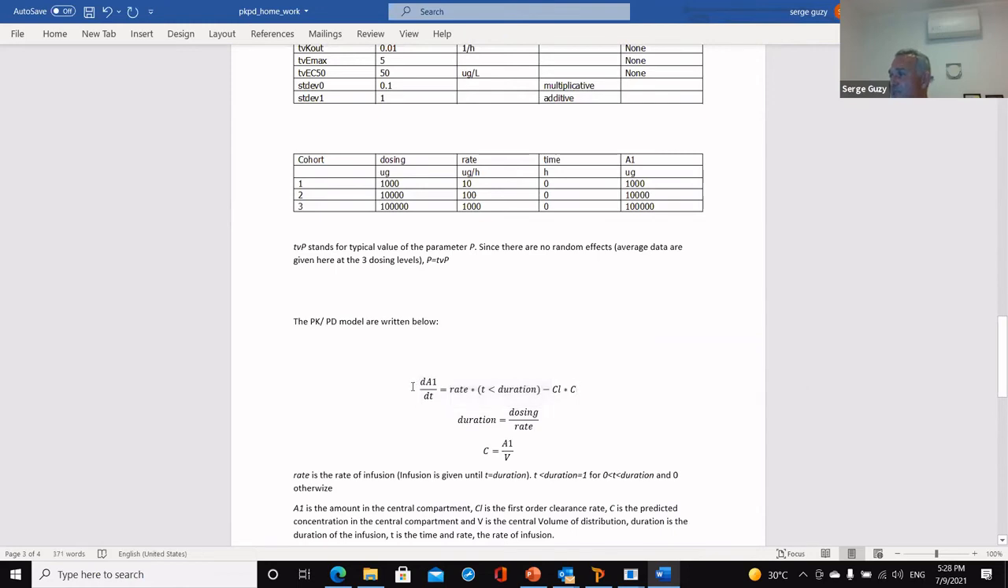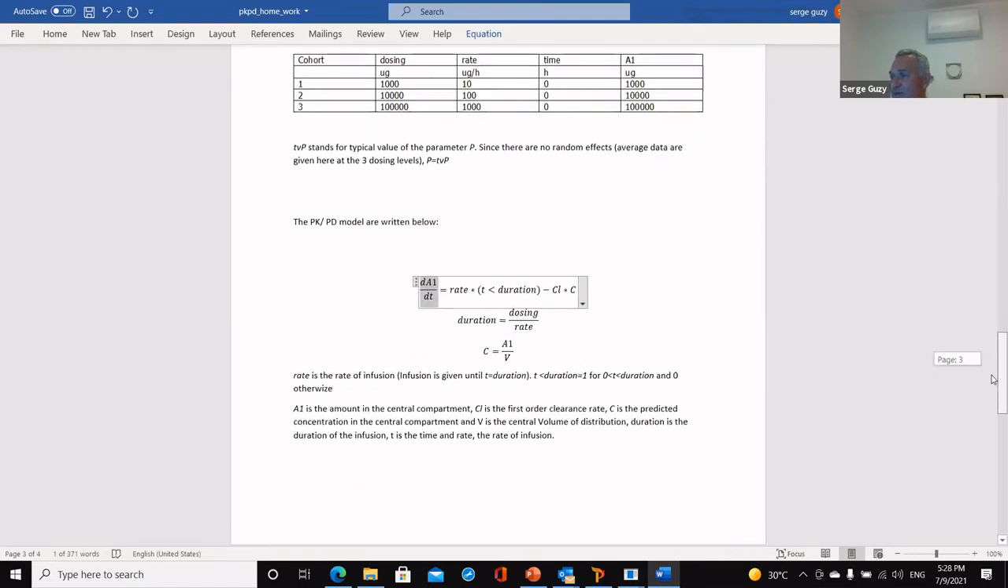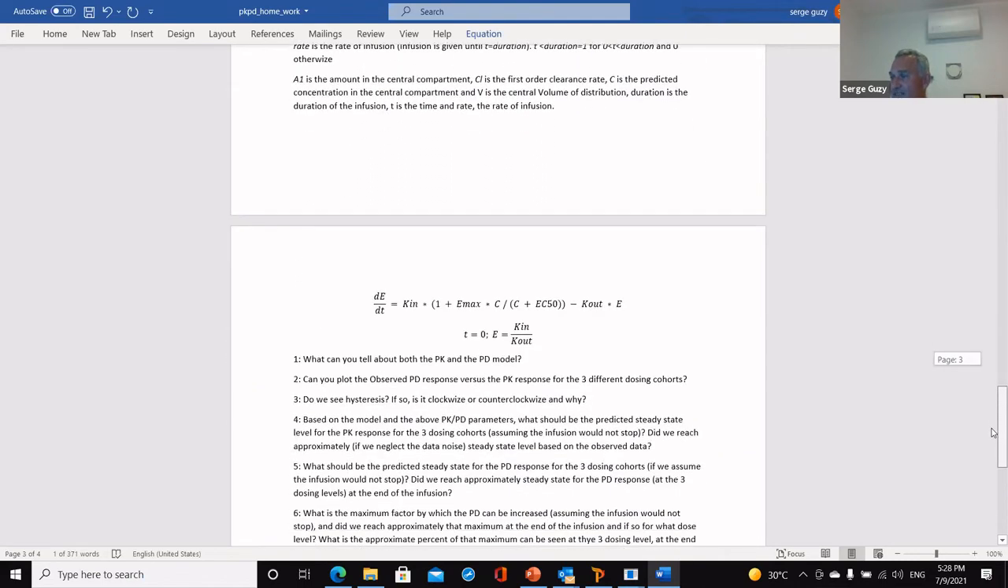What does that mean, steady state? Steady state means that basically dA1/dt equals 0. And now I'm not going to give you more than that. Then if I would not stop the infusion, then basically at some point there will not be any net change in the amount of the drug in the central compartment, and I will reach steady state. Since you know the rate and you know the clearance, then you should be able to know what would be the concentration at steady state, okay? And that's the question. What should be the predicted steady state level for the PK response for the 3 dosing cohort, assuming the infusion will not stop?